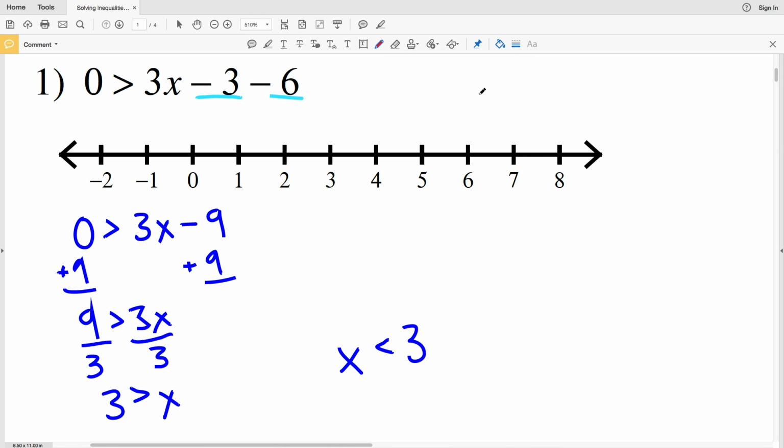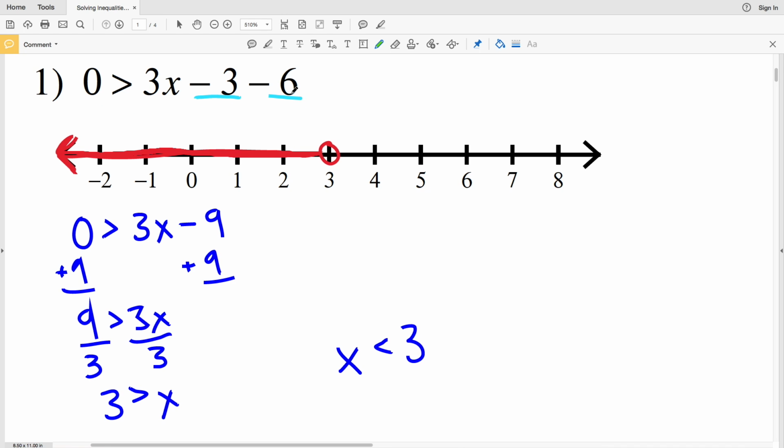So when we graph this, knowing that x is less than 3, x is everything to the left of 3. So we're going to circle 3, and we're not going to shade it in since x cannot be 3, and we're going to shade in everything to the left. x is less than 3. So that means x could be 2, x could be 1, x could be 0, x could be negative 0.5, and so on. And any of those values would make this inequality true. Let's move on to number 2.